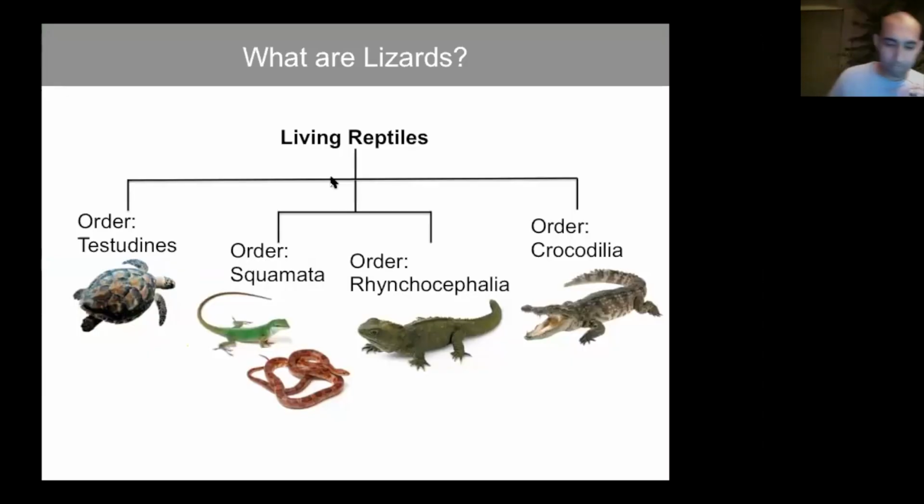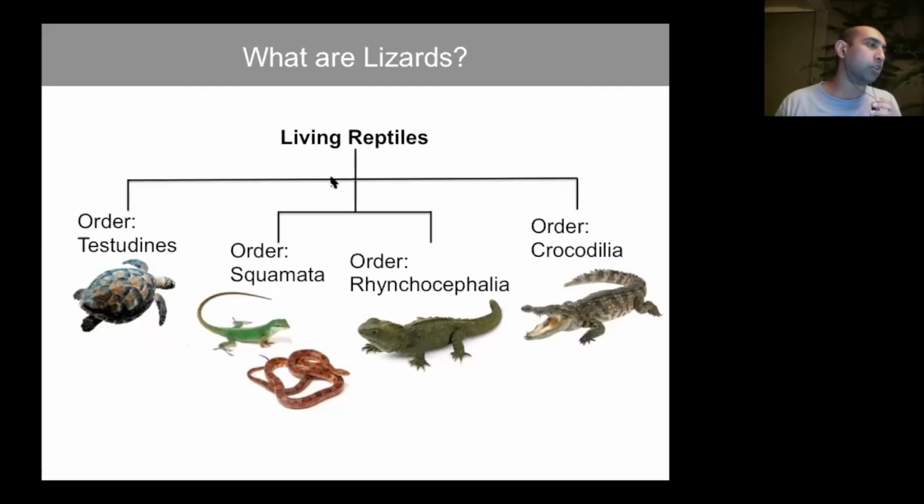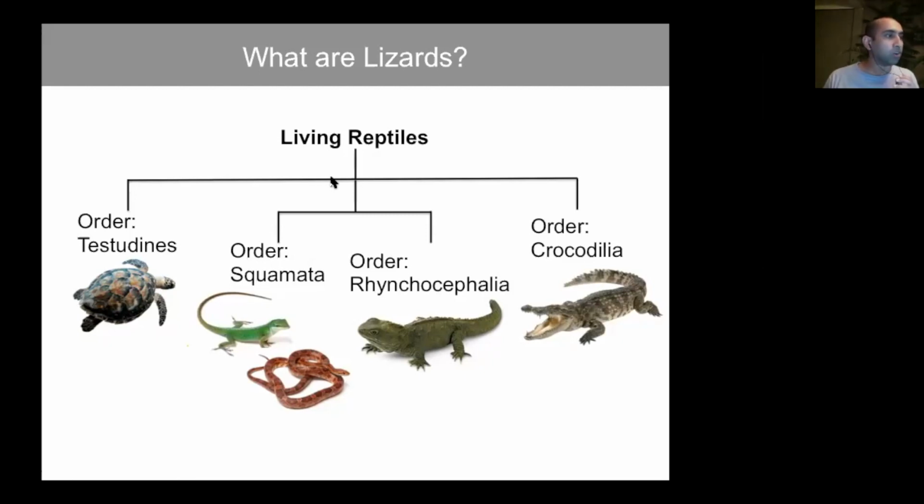Okay, so the first thing that I want to talk about is what are lizards, right? So all of us know, I suppose most of you at least, that lizards are reptiles, right? So when you look at reptiles, all the living reptiles today are grouped into 5 orders. They are the orders Testudines, Squamata, Rhynchocephalia, and Crocodilia. So the lizards actually belong to the order Squamata along with snakes.